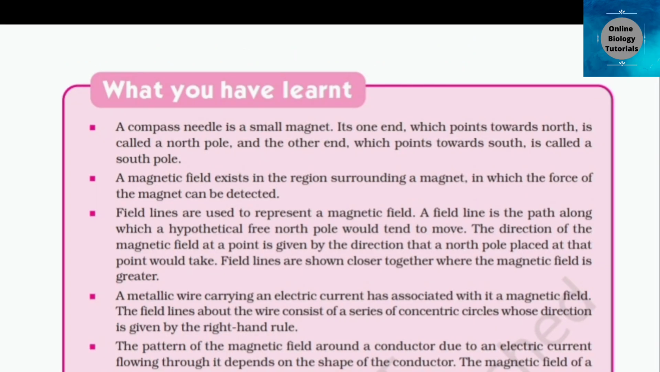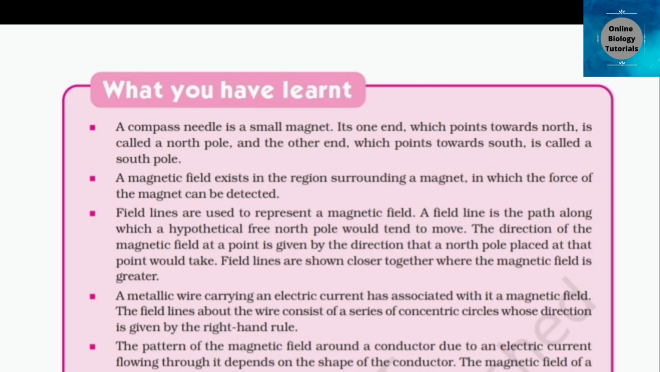What have you learned? A compass needle is a small magnet. Its one end, which points towards north, is called a north pole, and the other end, which points towards south, is called a south pole. A magnetic field exists in the region surrounding a magnet, in which the force of the magnet can be detected. Field lines are used to represent a magnetic field. A field line is the path along which a hypothetical free north pole would tend to move. The direction of the magnetic field at a point is given by the direction that a north pole placed at that point would take. Field lines are shown closer together where the magnetic field is greater.